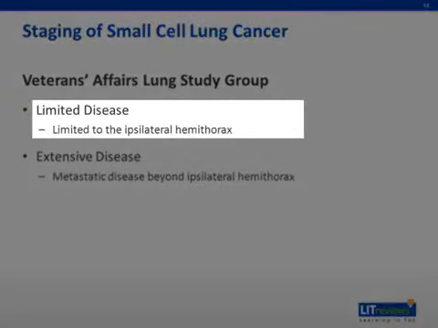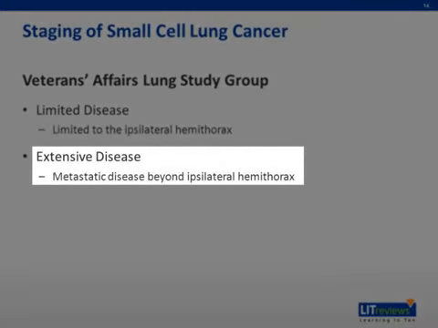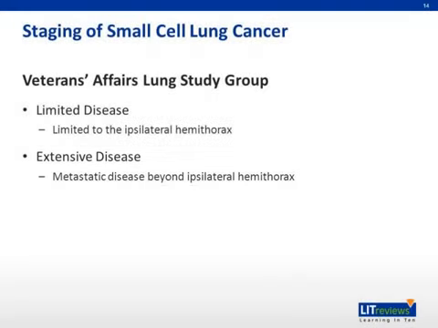Category 1 is limited disease, and that just means that the disease is limited to the ipsilateral hemithorax, so there's no signs of nodes or metastasis outside of that single hemithorax. And then category 2 is extensive disease, which just means that there's metastatic disease beyond the ipsilateral hemithorax. And those are the only 2 things you need to memorize for staging of small cell lung cancer. So it's not quite as extensive as non-small cell lung cancer.